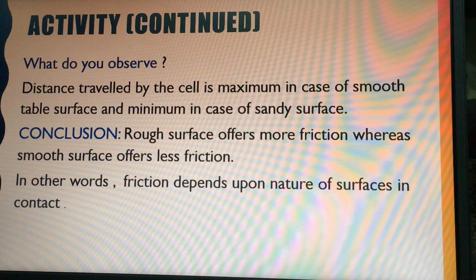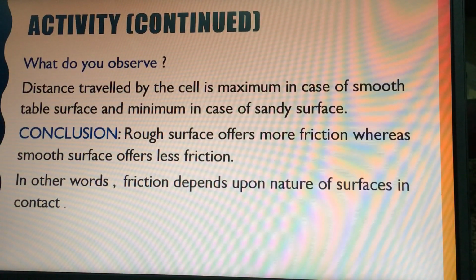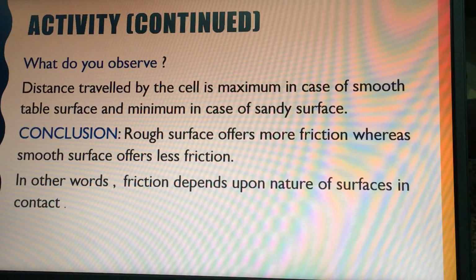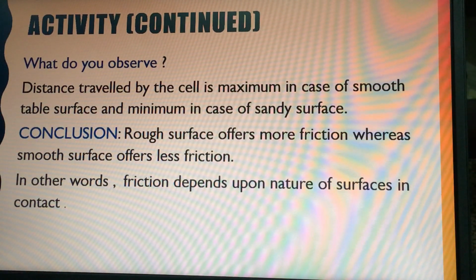What is the conclusion? Rough surface offers more friction, whereas a smooth surface offers less friction. Here the rough surface is the sandy surface, whereas the smooth surface is the smooth table surface. So in case of the rough surface, you got the least reading in the meter scale, whereas you have got maximum reading in case of the smooth table surface.